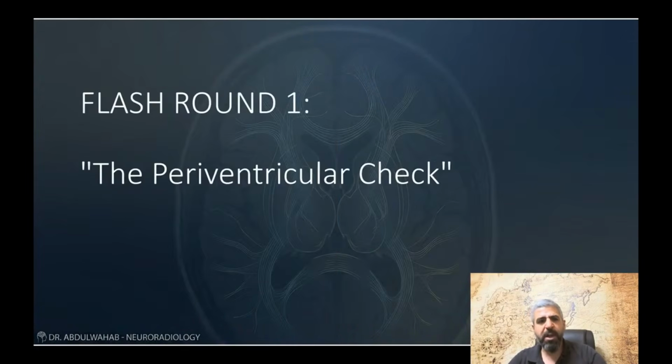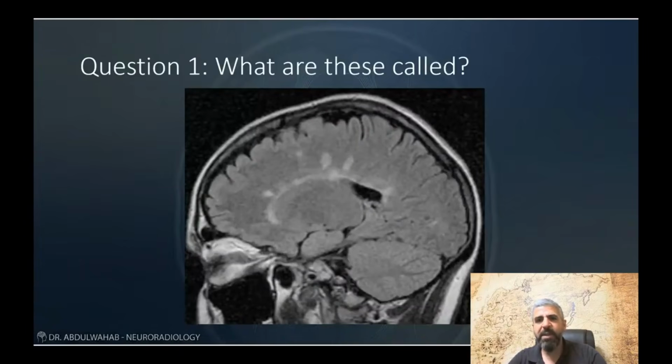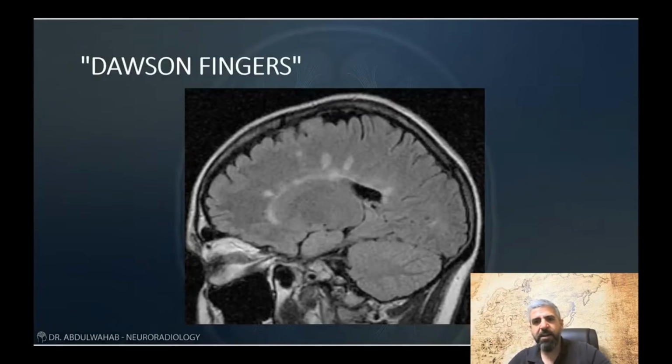Now, flash round number 1, the periventricular check. What are these called? What's the name of these? What are these fingers called? They are Dawson fingers. These are Dawson fingers. This is the hallmark of MS. They follow the small veins perpendicular to the ventricles. There are veins here, and they follow the veins.